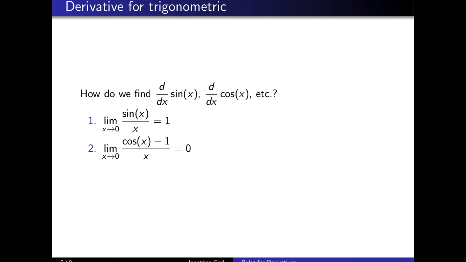Okay, so to find these, the first thing that we're going to need to do is we're going to need some special limits. So we're going to have that the limit as x goes to 0 of sine of x over x is 1, and then there's a related limit for cosine. So the limit as x goes to 0 of cosine of x minus 1 all over x is 0. I'll show you where the first one comes from, and the second one comes from a very similar argument.